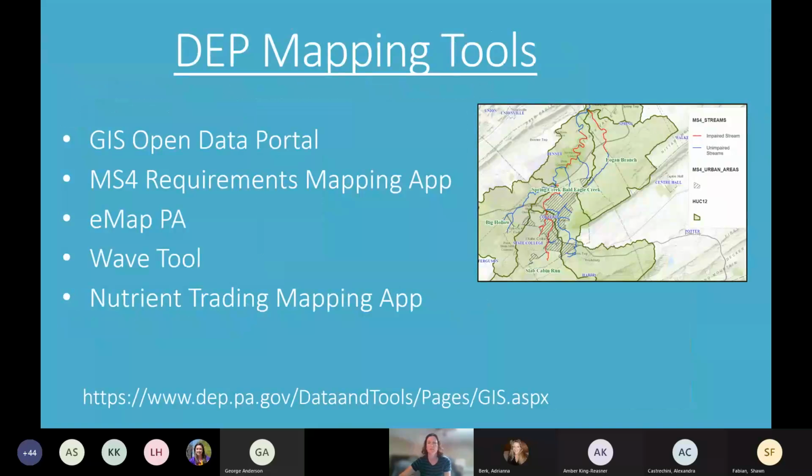I know we talked about a lot of GIS and mapping and things like that. For those that might not be aware, DEP has this amazing web page, and they have all of these different options and tools on their web page. Just a plug for all the stuff that they have available for municipalities if you're looking for mapping your urbanized area or watersheds or finding impaired streams. Any of these tools can be really helpful for you. So please utilize that if you haven't already.